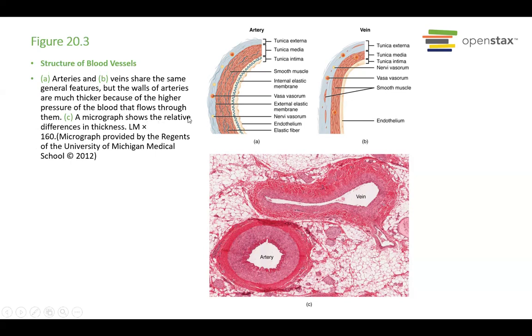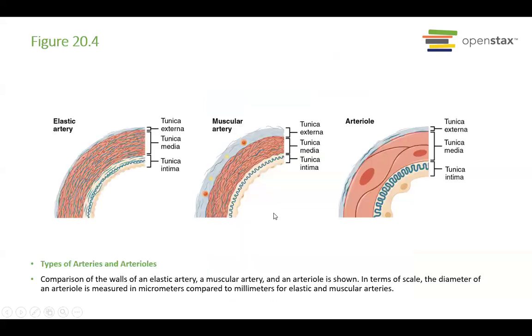A micrograph shows the relative differences in the thicknesses. So you see what is more thick, the vein or the artery? The artery is more thick. Why is the artery more thick than the vein? The higher pressure of the blood. Yeah, because that accommodates a severe amount of pressure that strikes the wall of the blood vessels.